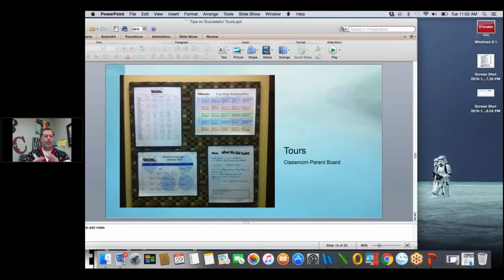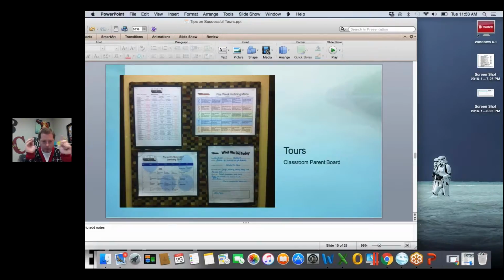Now, once we get to the classroom, I always have my classroom parent board that is posted outside. And again, four items on it. You can see it's very nice, very neat, very clean. One sheet of paper, so we don't stick lesson plans on top of lesson plans on top of lesson plans, and it becomes a book. I don't want a book, I want one lesson plan up there, one what we did today.